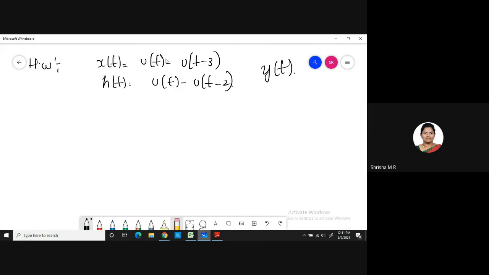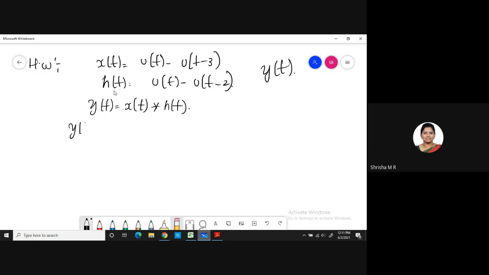x of t is u of t minus u of t minus 3, whereas h of t is u of t minus u of t minus 2. We have to find the convolution integral y of t, which is the convolution of x of t and h of t. So y of t is the convolution of x of t convolved with h of t.